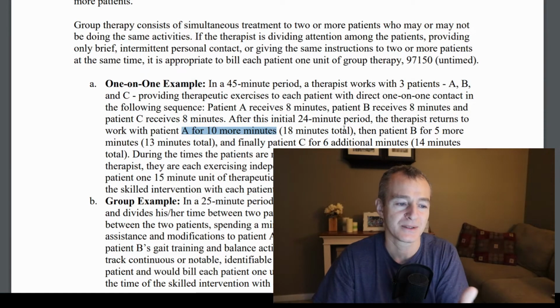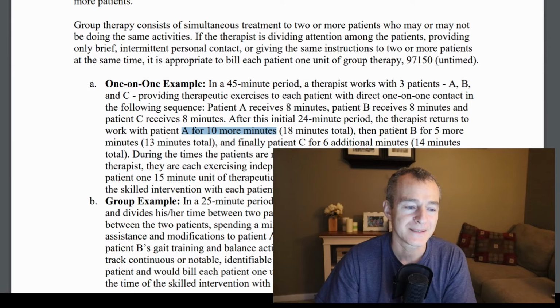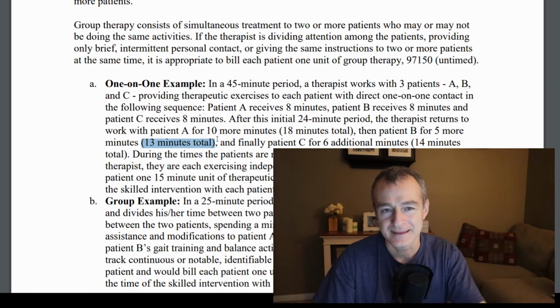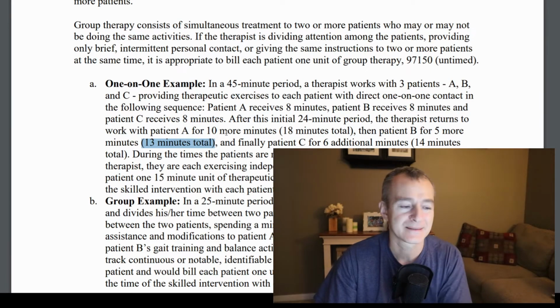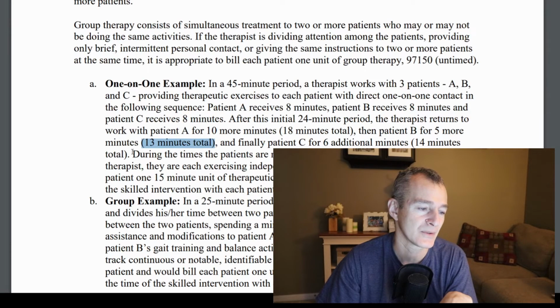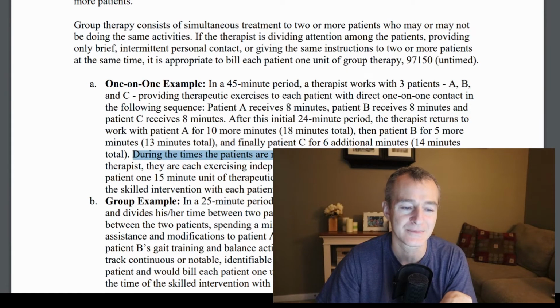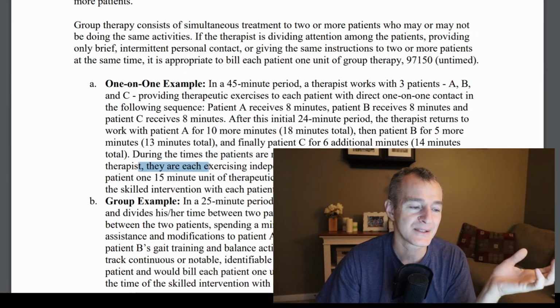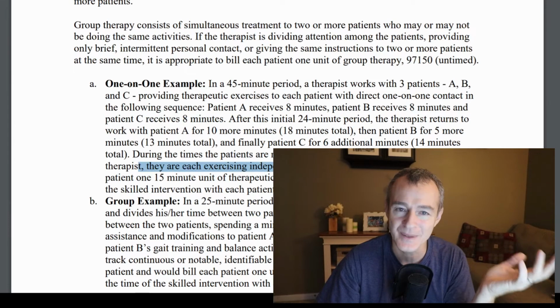Now you go to patient number 2. Patient B gets 5 more minutes, right? So we got a total in this example of 13 minutes. And finally, patient C gets 6 additional minutes, 14 minutes total. During these times, the patients are not receiving the one-on-one contact. They each are exercising independently.